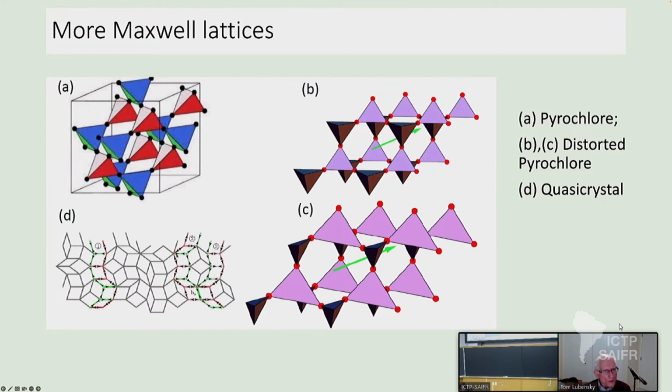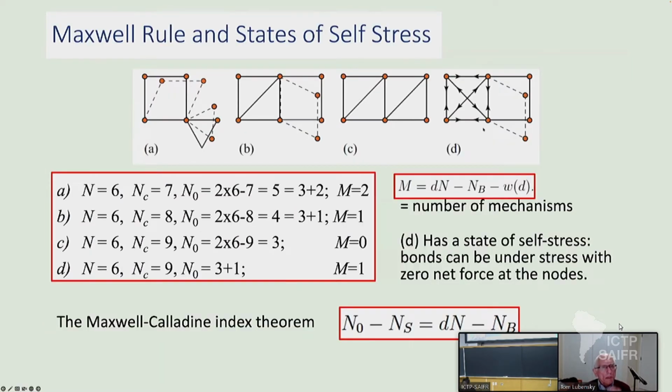And it's showing what we call states of self-stress, which we get to in the next slide. So let's now look at some Maxwell rule analysis of some simple examples. So here is a network, if you wish, that has 6 sites and 7 bonds.